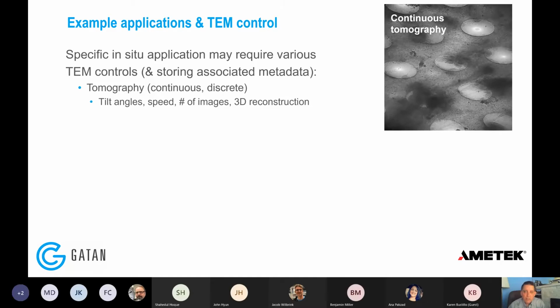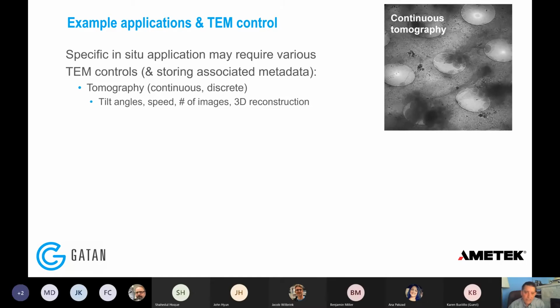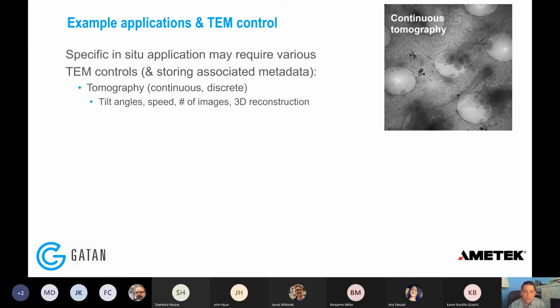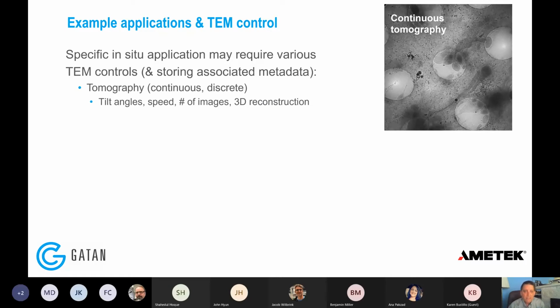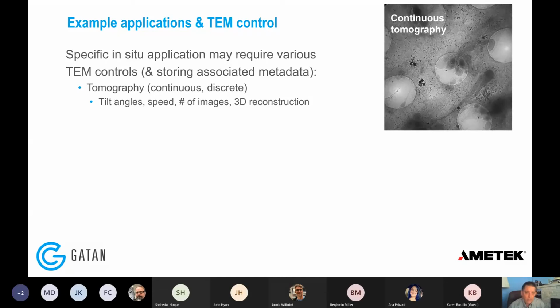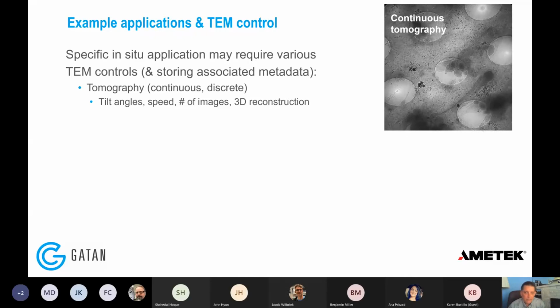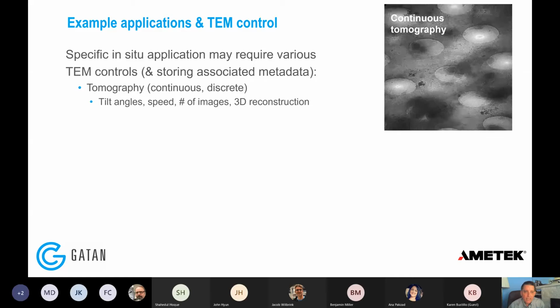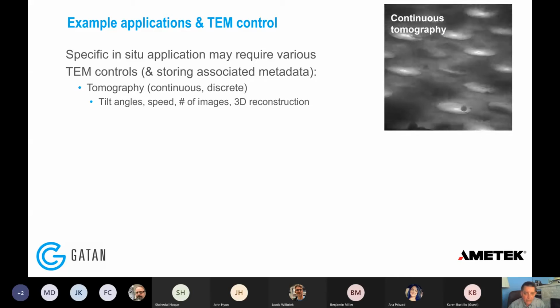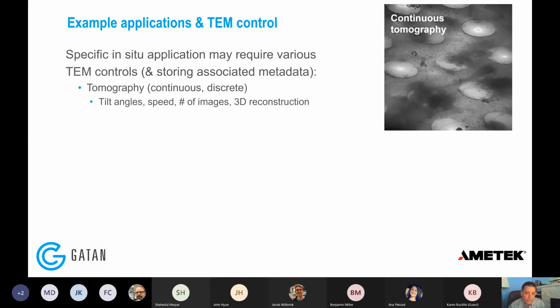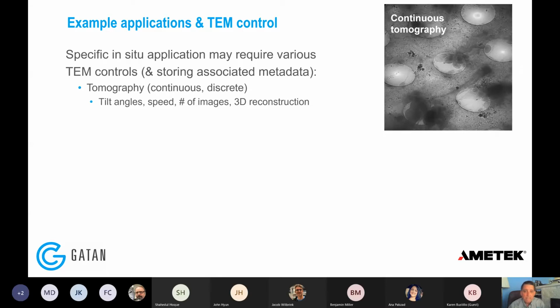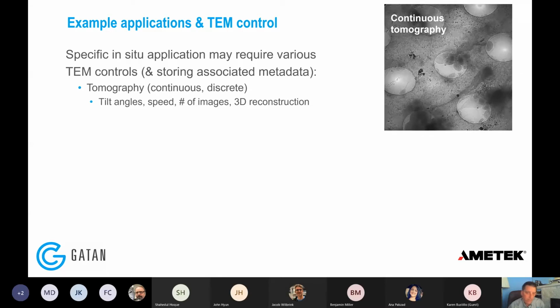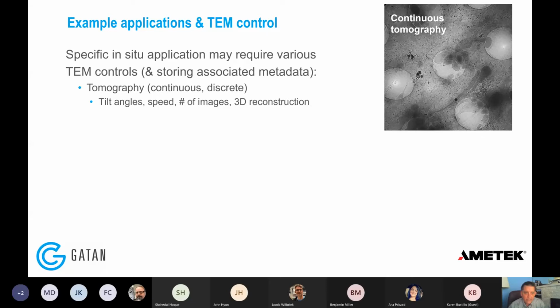So some examples where GMS has to take control of the microscope. Continuous tomography. It could be continuous, it could be discrete. We can change tilt angles, the number of images. A 3D reconstruction is required, which we don't have integrated yet. But we can supply all the data, and then you can apply your favorite reconstruction program to it.